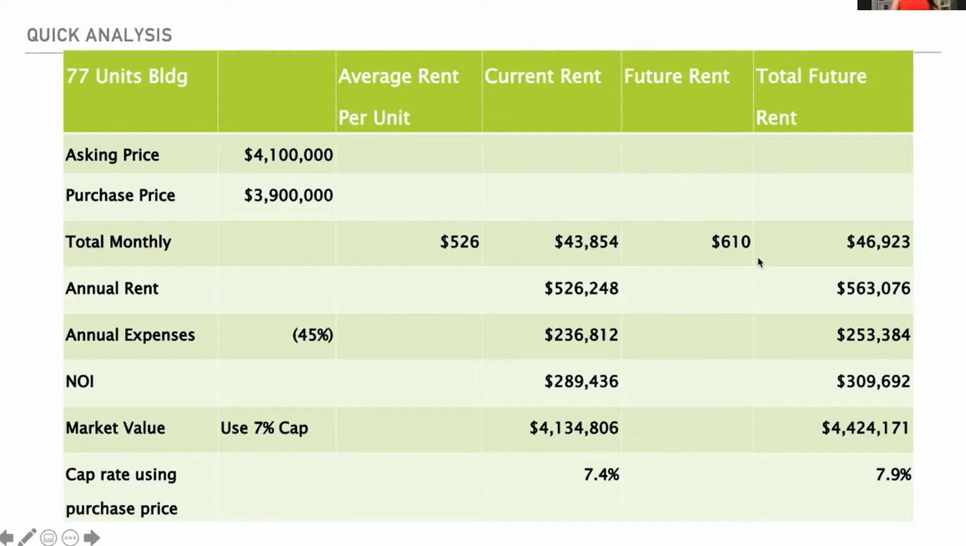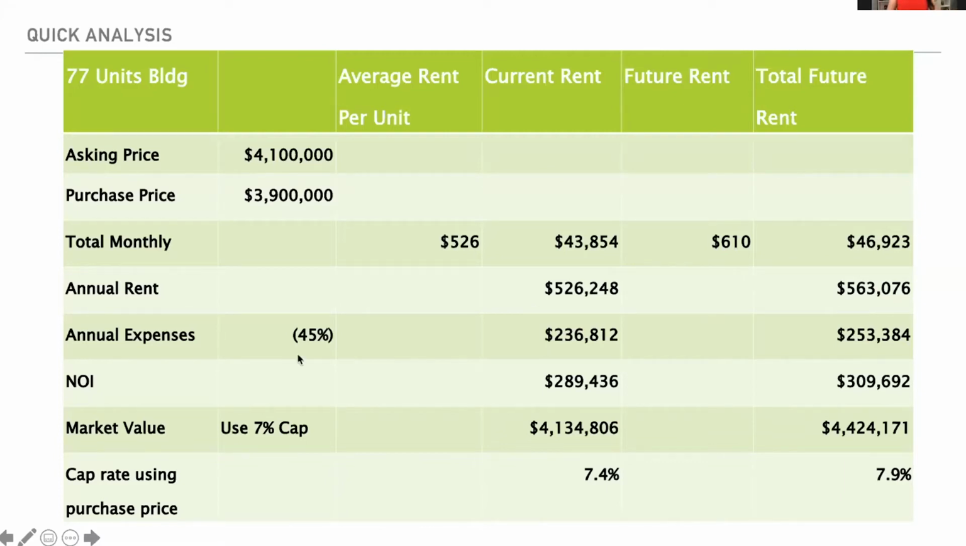Now look at it, it's only about an $80 increase on the rent. It's no big deal. But on the annual rent, you actually increased by close to $40,000.